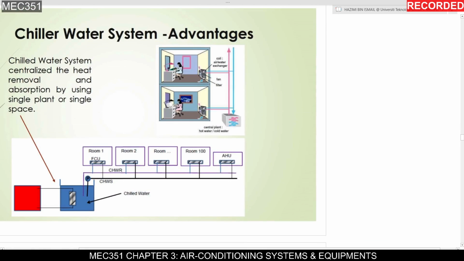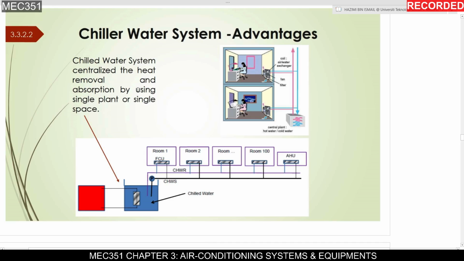Okay, so this is one of the diagrams of the chiller. Okay, here we have FCU, and then we have AHU. Okay, so AHU and FCU are used to supply cool air to the refrigerated space, and then the heat from the refrigerated space here will be absorbed into the air, and then will be absorbed by the AHU.